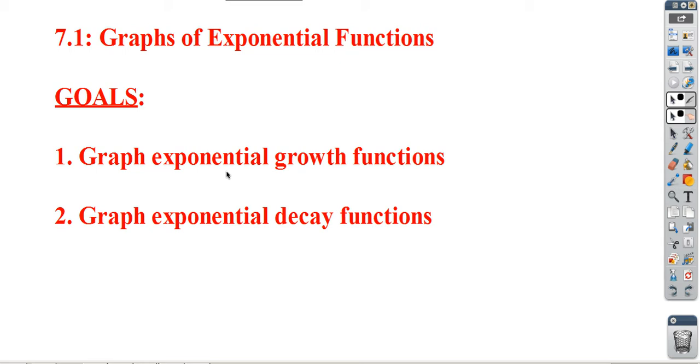Alright, so chapter 7 is all about a new type of function called an exponential function. We want to talk about a couple things in section 7.1. In particular, most sections have a part about how to graph these functions because it's nice to see visually what it looks like. So in this section we'll talk about two major functions, exponential growth, and those curves look roughly like this. They're growing, and then decay, which would look like this, something going down.